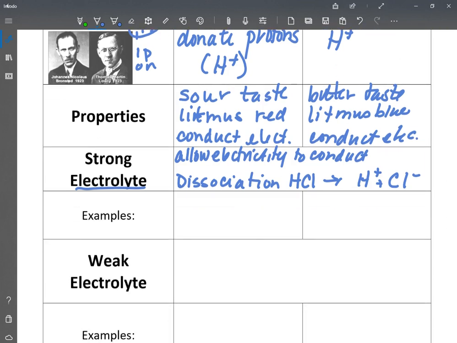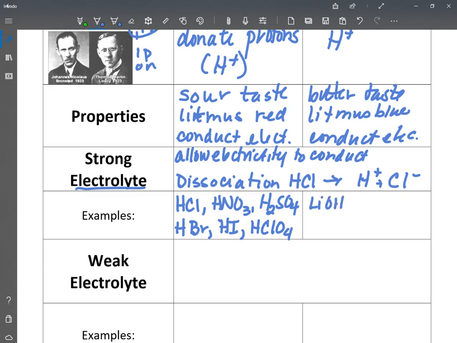Okay? We have 6 strong acids that you need to know. Hydrochloric acid, nitric acid, sulfuric acid are the 3 most common. Also included in there is bromic acid, iodic acid, and perchloric acid. And sometimes chloric acid is included as well. I've seen that.